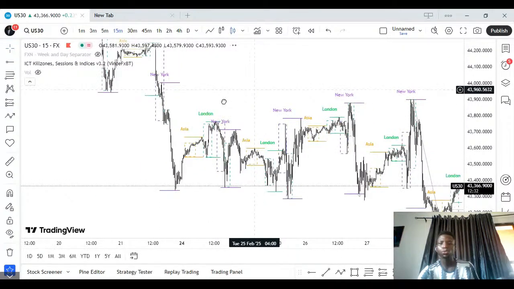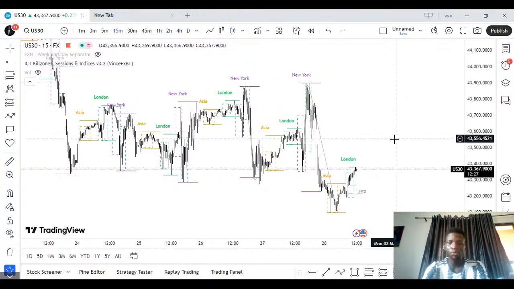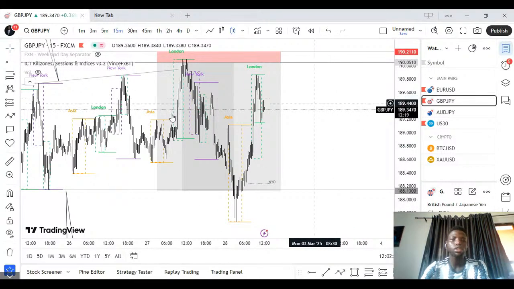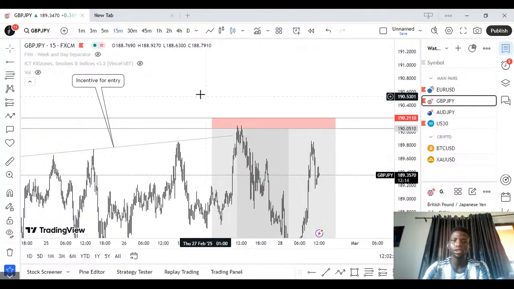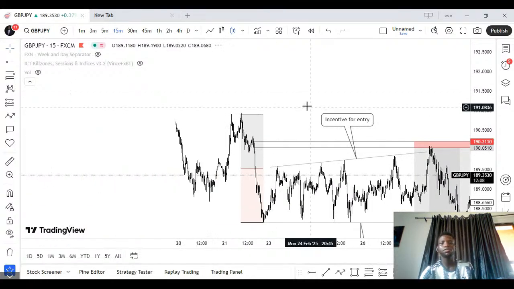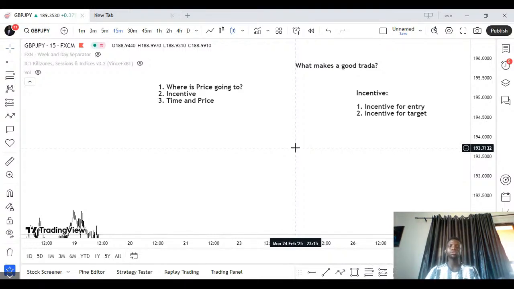Like I told you guys, the aim of this session is the important elements you want to see for you to know that, oh, I'm taking a good trade. We have looked at the main three important elements that I always consider before I say that, oh, I have a trade, I want to take a trade. These are the main three elements I look out for. And I've explained them. So going forward, I want to believe that you guys will begin to see how you can apply price direction, incentive for price to come to your entry, and for price to hit your target, and then time and price.